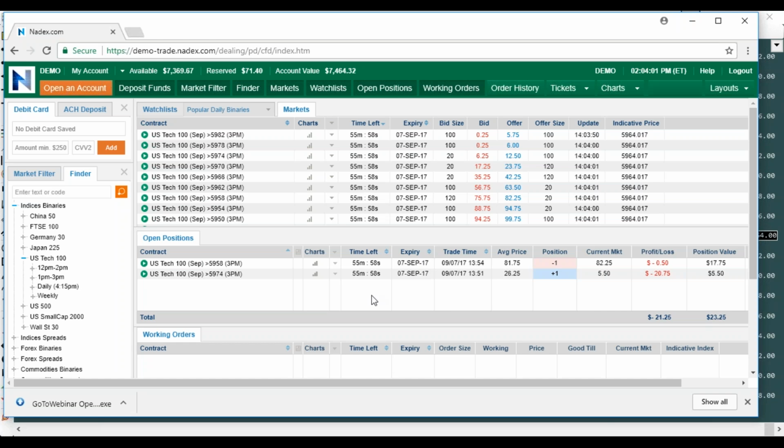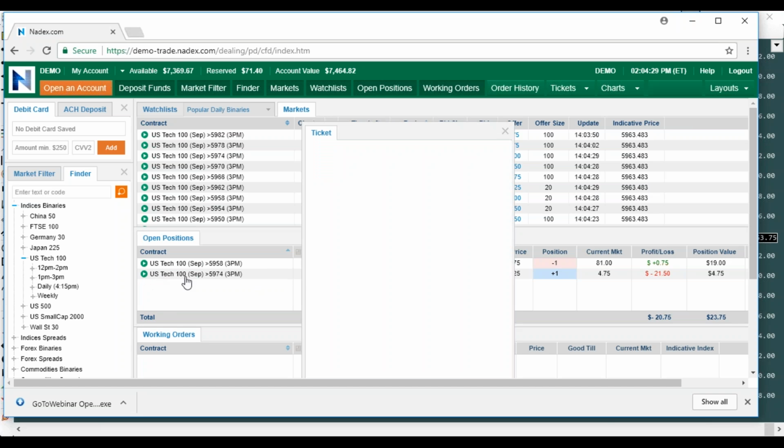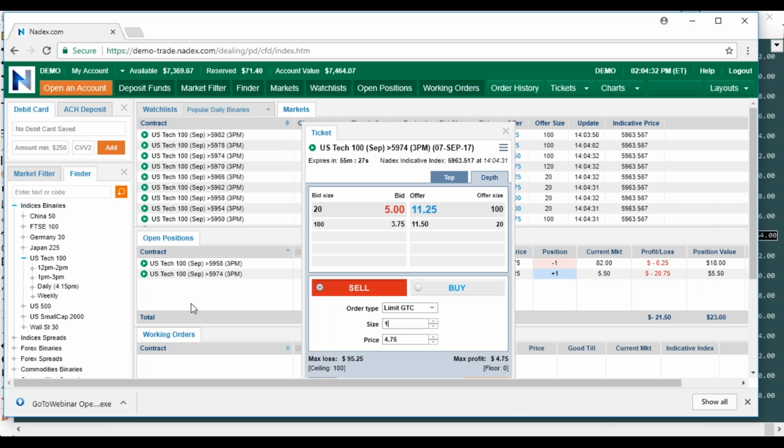So, check this out. This order is already in here in the open positions, and it's marked plus one. So I bought it, right? If I want to get out of it early, what do I have to do on a bought contract? I have to sell it. Okay? So check this out, Henry. If I click this order, it automatically opens a ticket on its own in the Nadex platform, and that ticket's already marked what? Sell. Because that's the only thing I can do with it, right? To get out of it.